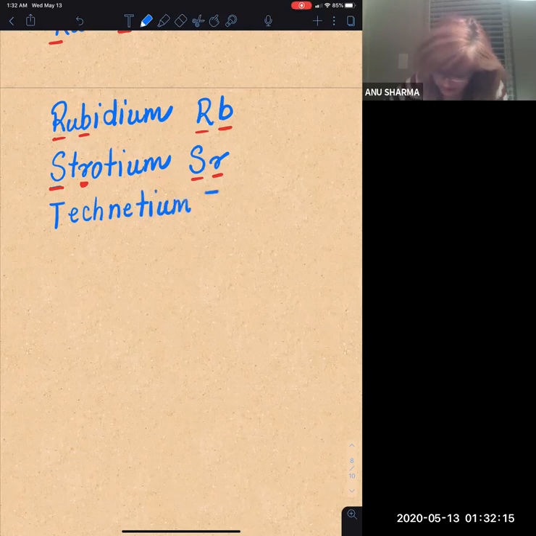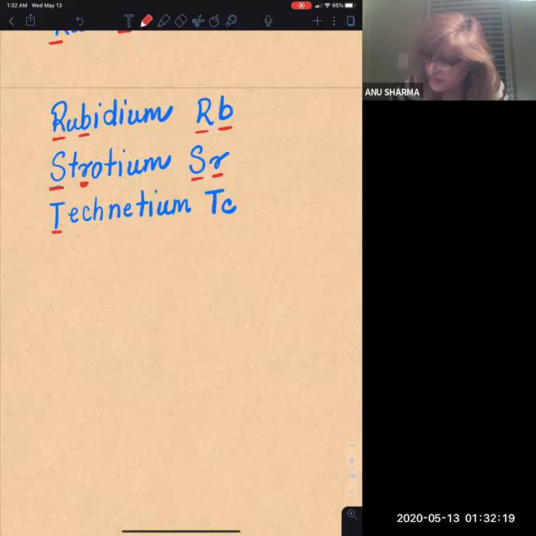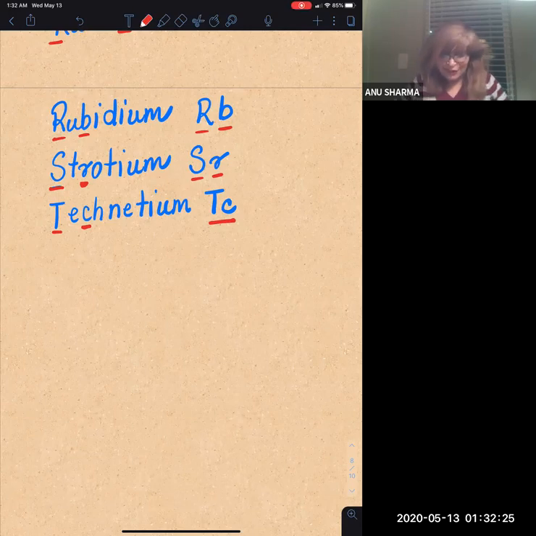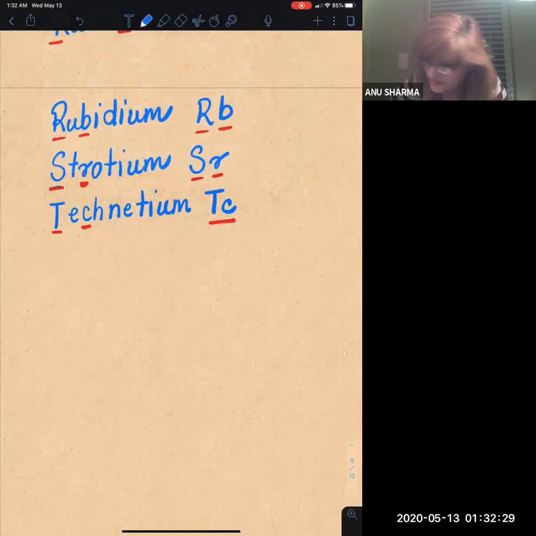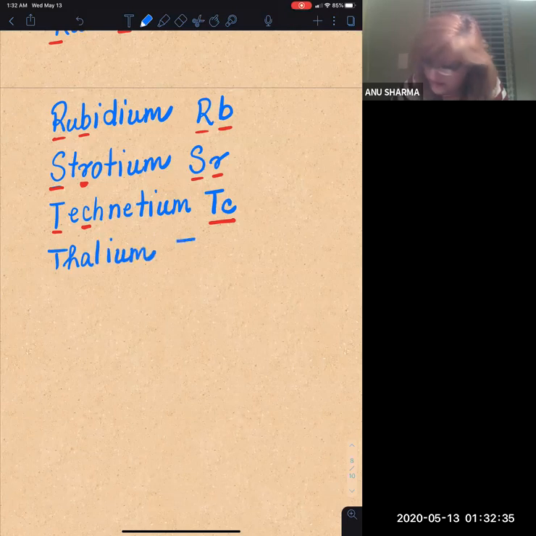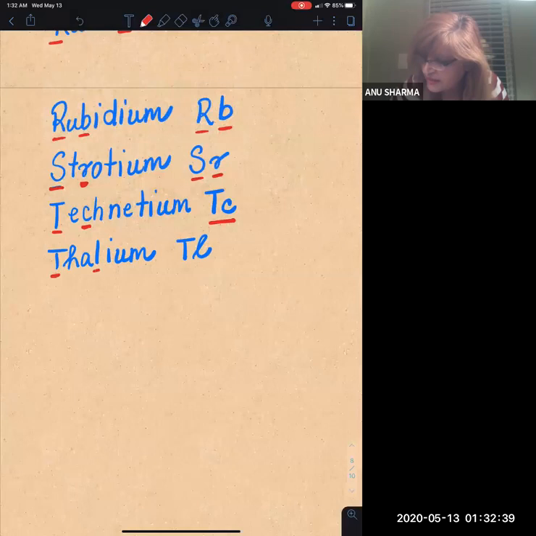T-E-C-H-N-E-T-I-U-M. Technetium is Tc. Okay, and that is T and C. Technetium, that tech sound, we can already figure it out. Okay, then comes thallium, T-H-A-L-I-U-M, thallium, and that is Tl, okay, and the symbol is T and then L.